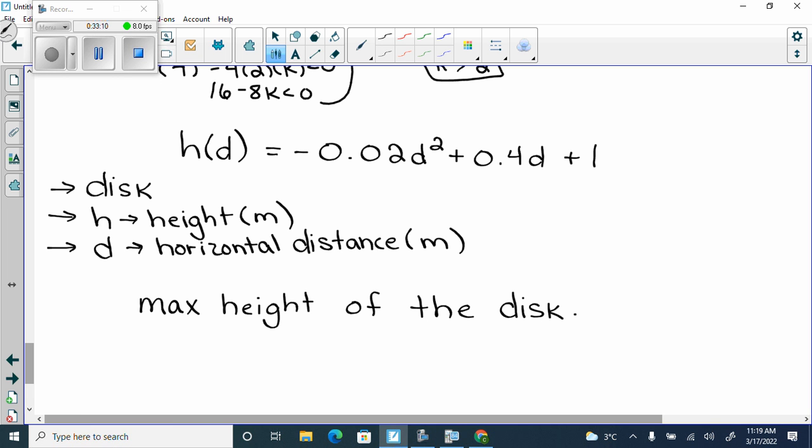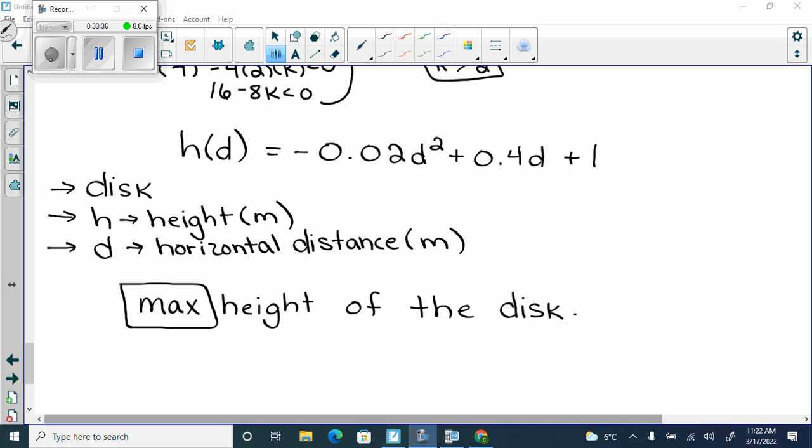Now, if I give you the word maximum, I gave it in word problems. If I give you the word maximum, what am I asking you to do? Get this into vertex form by completing the square. This is kind of an ugly one. Try it out. But it has decimals.